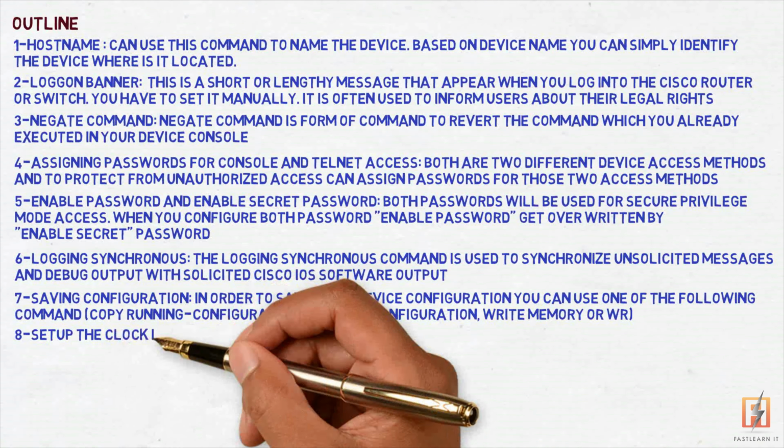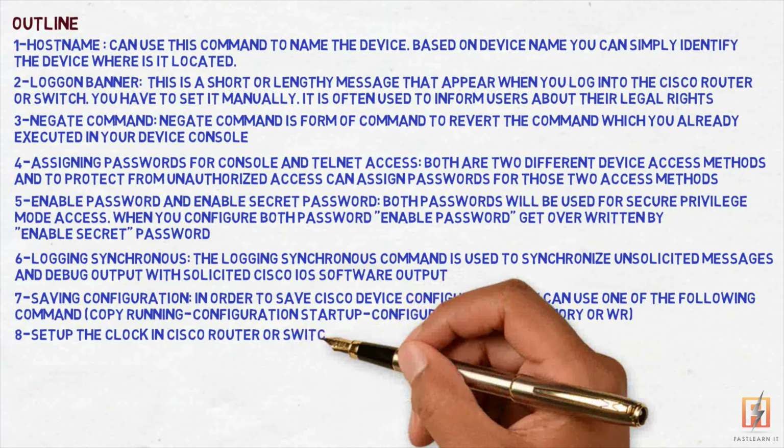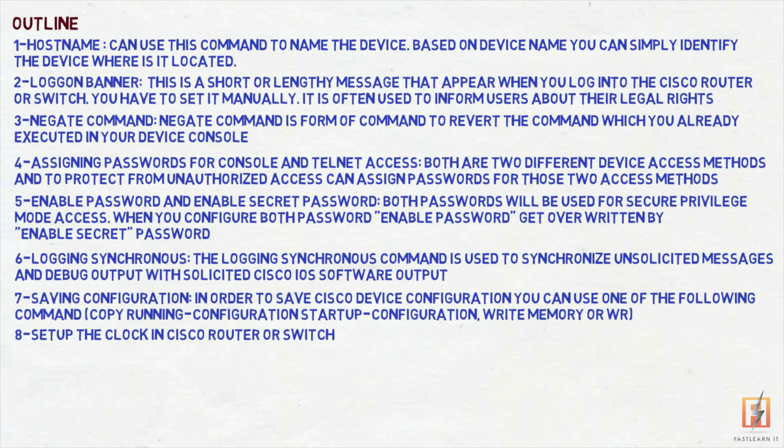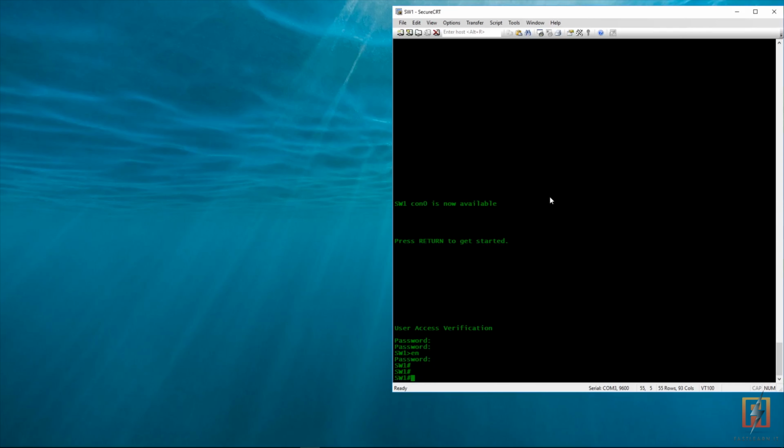Next, let's see how you're going to set up the clock in your router or switch. Before you configure a local time on a router, it will display the date as March 1st, 1993. You can verify using the show clock command, so I will show it through the demonstration. Okay, so far we didn't configure any time in this router. Before we configure the time, let's verify the existing time in this switch. Show clock. You can verify that by default the time is March 1st, 1993.